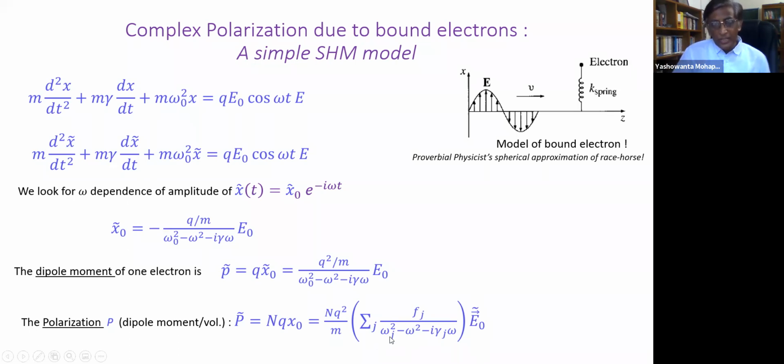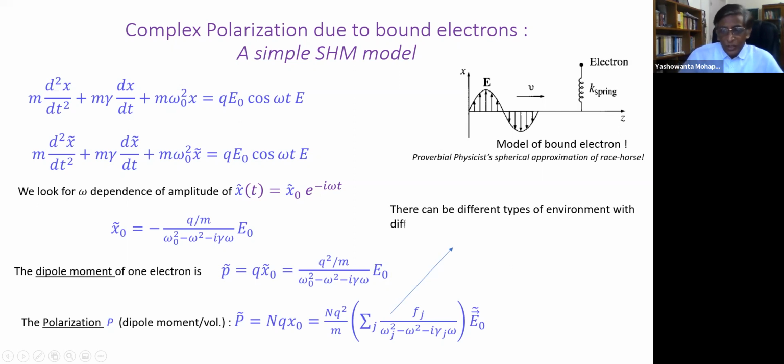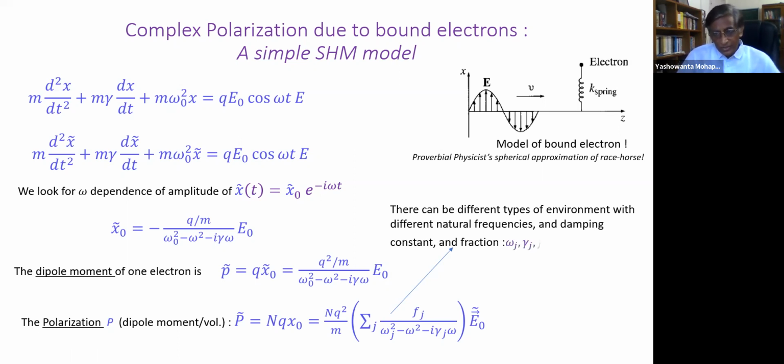Hence their omega j can be different, the dissipation constant gamma j can be different, and the number fractions like that. Then I'll sum over that, and the total number is still n, this is only in terms of fractions. So there can be different types of environment with different natural frequencies, damping constants and fractions. So that is omega j, gamma j, and fj.